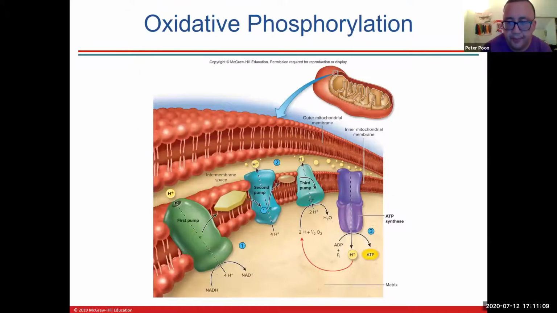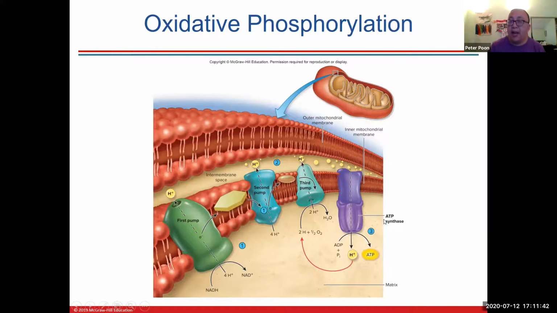So these hydrogens are pumped into the space. They don't want to be there. They want to go back to where they were. First of all, there's way too many plus charges in there, and plus charges want to get out. The problem is they can't get out. Charged molecules do not go well across the phospholipid bilayer.